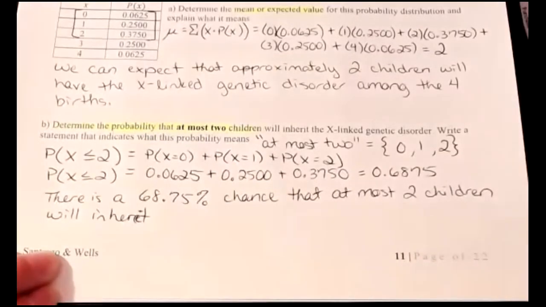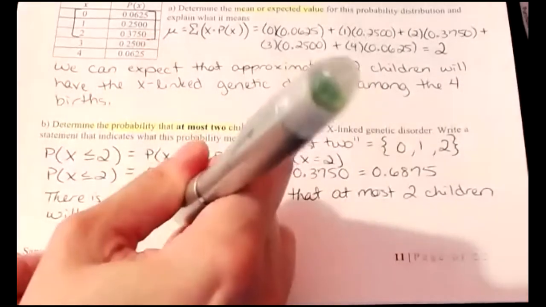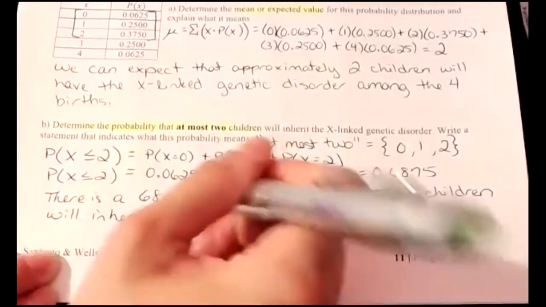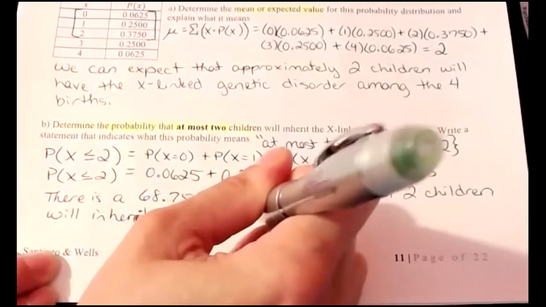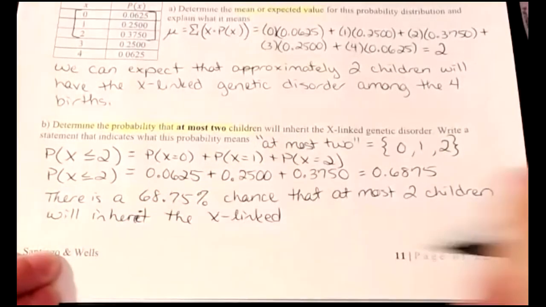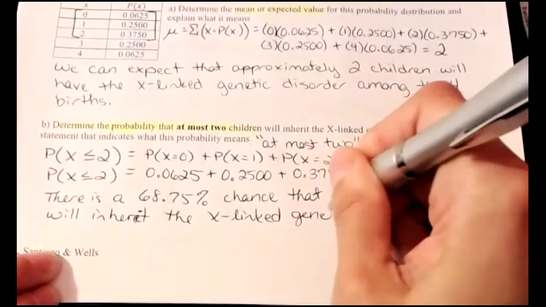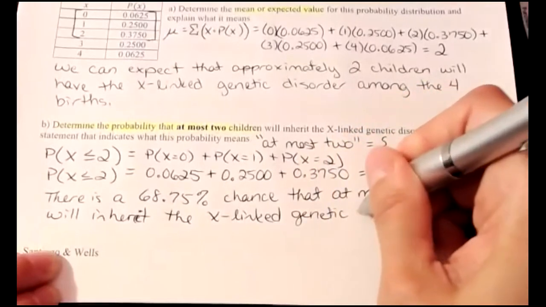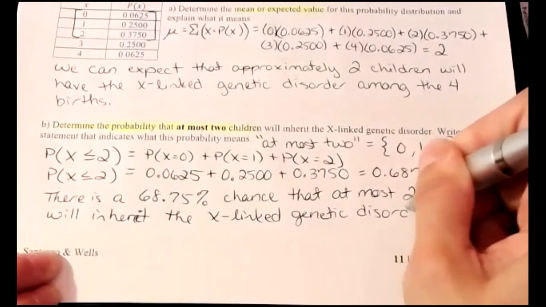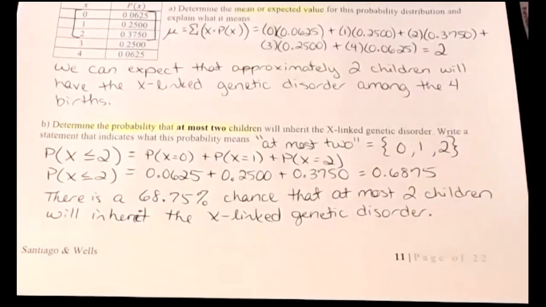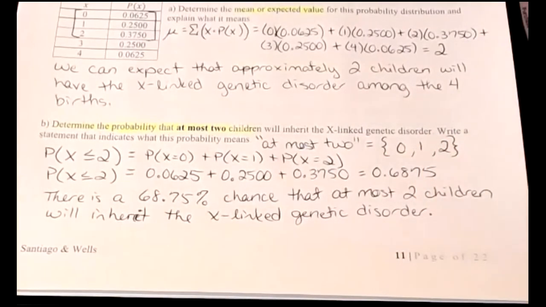Will inherit the X-linked genetic disorder. Yeah, that's perfect. Beautiful. Okay. There's a 68.75% chance that at most 2 children will inherit the X-linked genetic disorder. Good. It completes the picture. What questions do you have for me on practice number 4 so far?